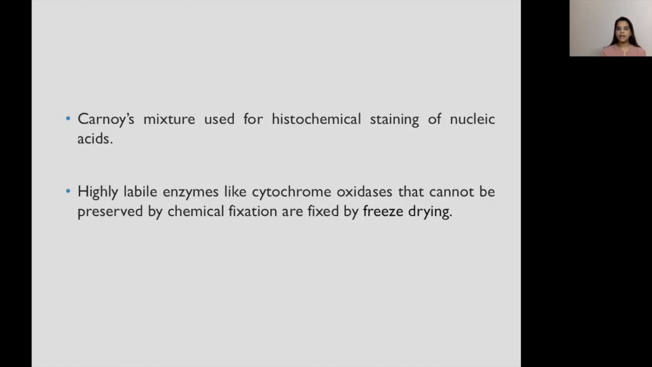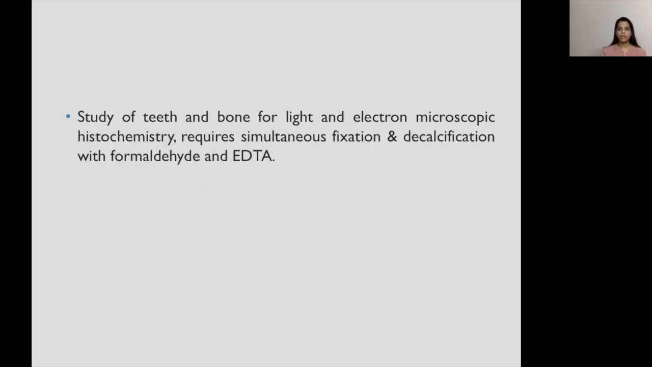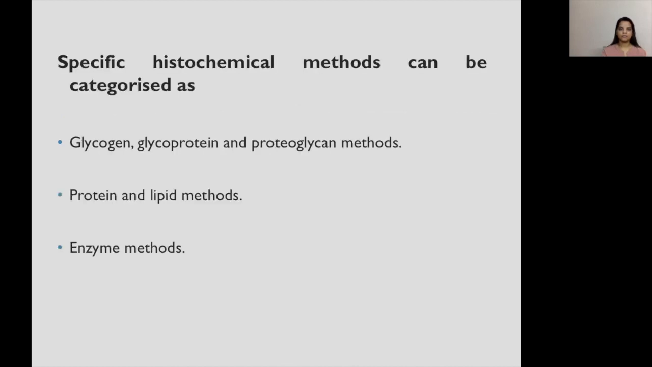Then highly labile enzymes like cytochrome oxidase that cannot be preserved by chemical fixation are fixed by freeze drying. Study of teeth and bone for light and electron microscopic histochemistry requires simultaneous fixation and decalcification with formaldehyde and EDTA. Then there are specific histochemical methods that can be categorized, and they are glycogen, glycoprotein, proteoglycan methods, then protein and lipid methods, then enzyme methods.